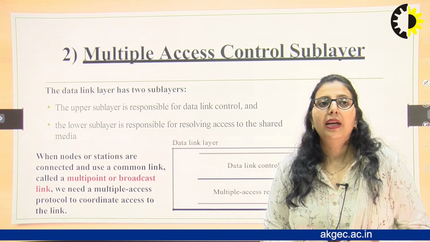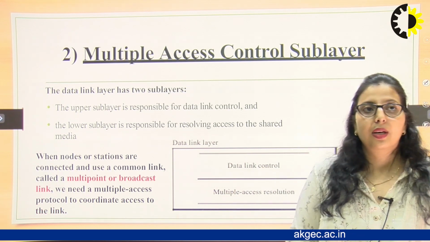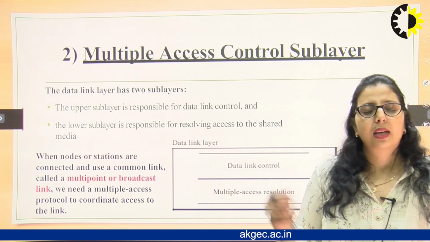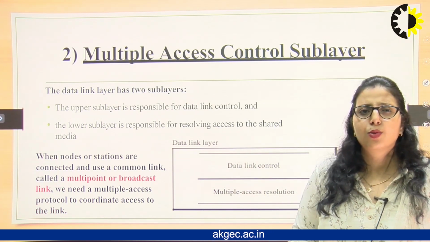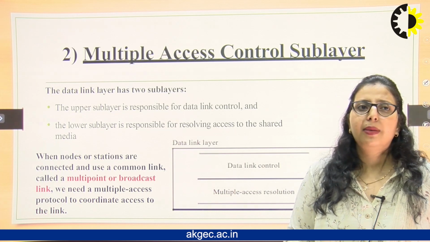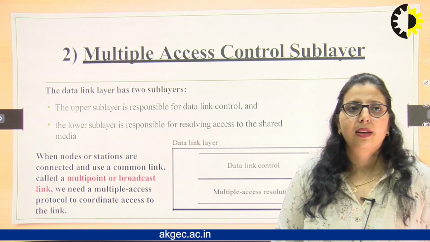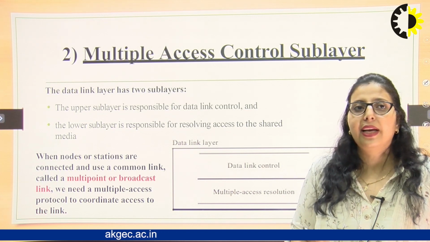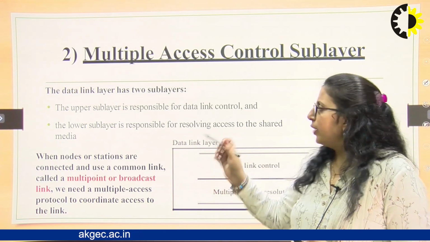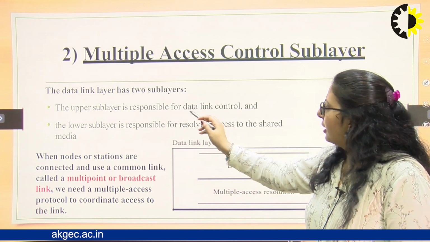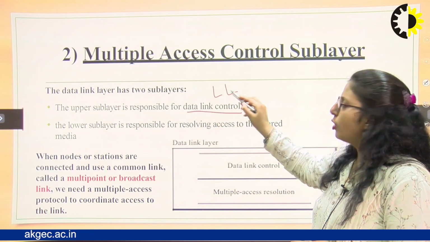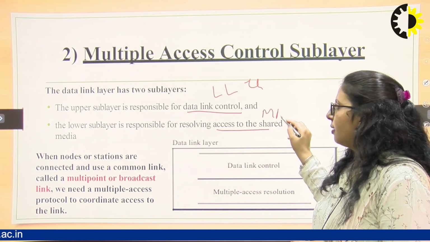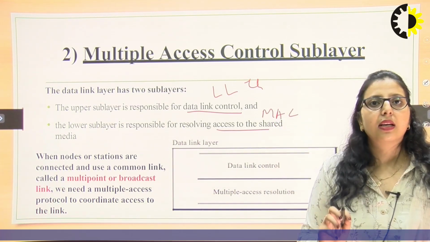So, what is the multiple access control sublayer? I have just told you the data link layer has two sublayers. The upper sublayer is responsible for data link control, and the lower sublayer is responsible for resolving access to the shared media. Data link control is all about logical link control, and the lower one is all about MAC, multiple access control.